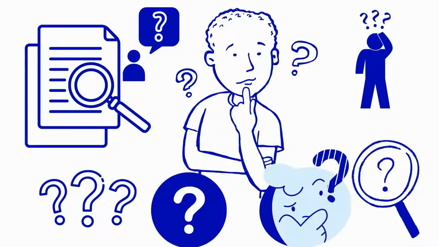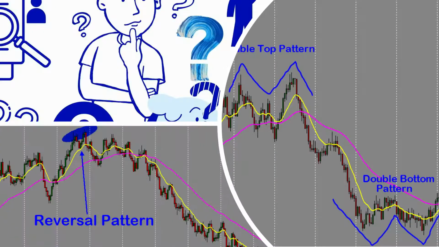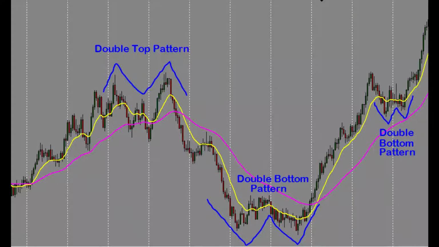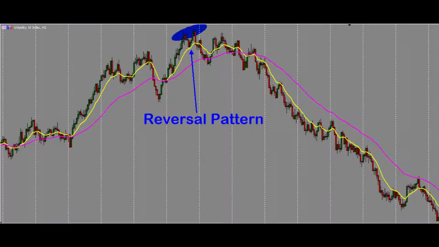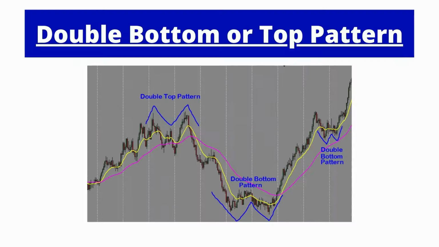I had long searched for a way to identify reversal points with a very high success rate. I marked everywhere on the chart where I saw a reversal, and to my surprise, the double pattern was the most common. It played out almost every time that a reversal in price action happened.